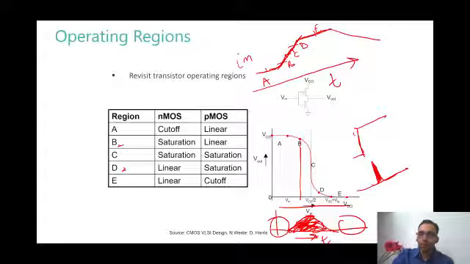Gagandeep? Yes, sir. Can we also change the width of this current lobe by changing the width of the MOSFETs? Yes, obviously, because as soon as you change the width of the MOSFETs, IDS and VDS would change. IDS and VDS are dependent on width. IDS is dependent on the width of the device.